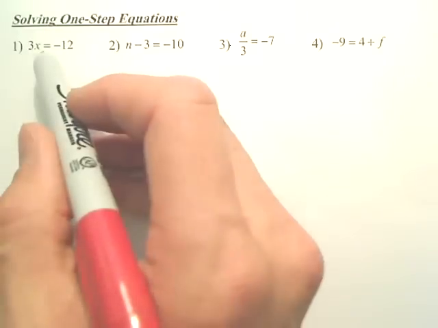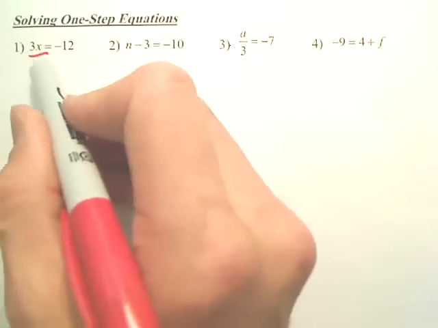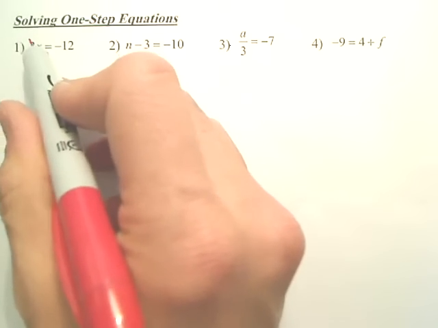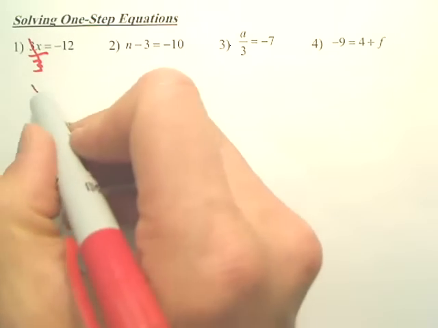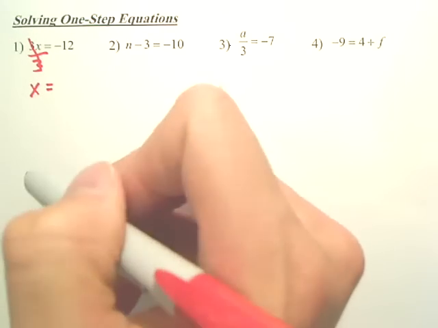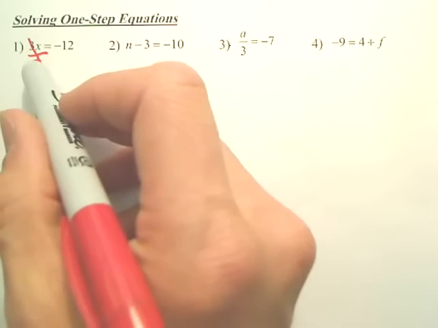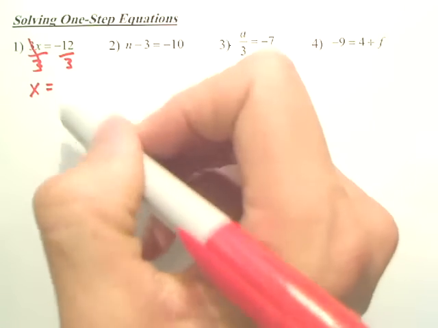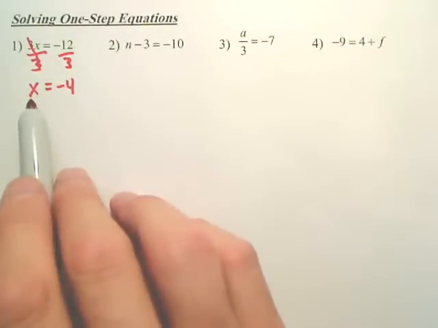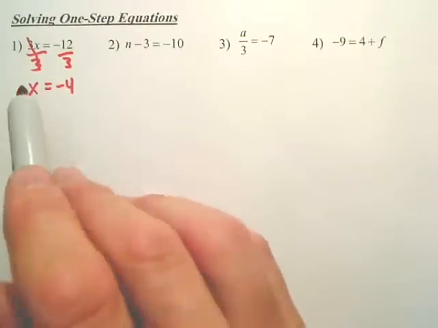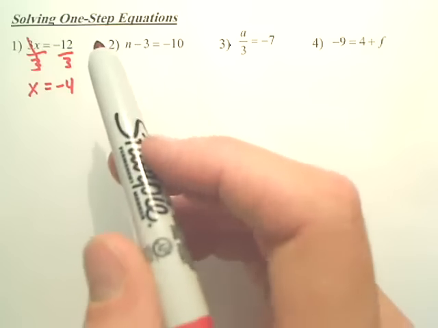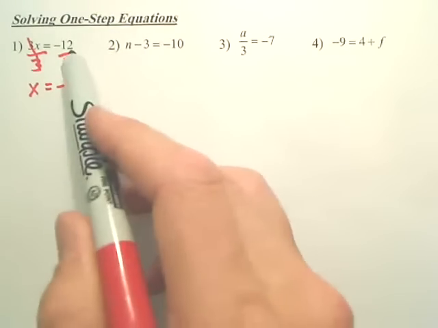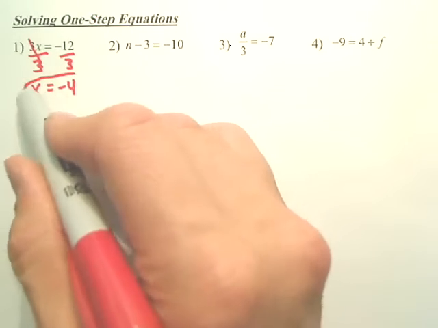Now, that is 3 times x. What's the opposite of times? Divide. So if I go and divide by 3, won't that cancel? Leave me just x. But if I divide by 3 over here, I also have to go over here and divide by 3 as well. And that gives me negative 4. And all of a sudden I have x by itself equals negative 4. The answer just appears, which we talked about earlier. 3 times negative 4 is negative 12. It's that easy.